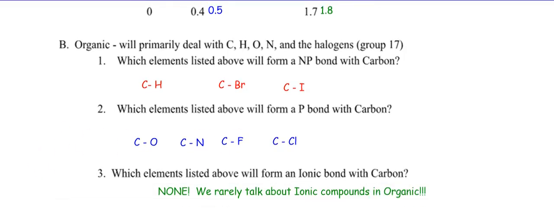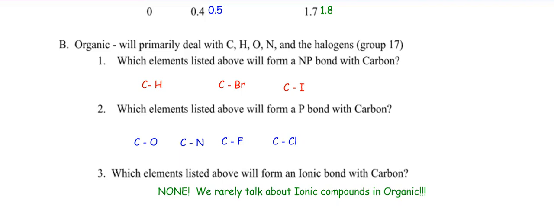So which elements listed above will form an ionic bond? None. We rarely talk about ionic compounds in organic. Why? Because carbon and the elements we talk about will not form an ionic bond. All right. So we're not going to talk about francium and carbon. We have no reason to.